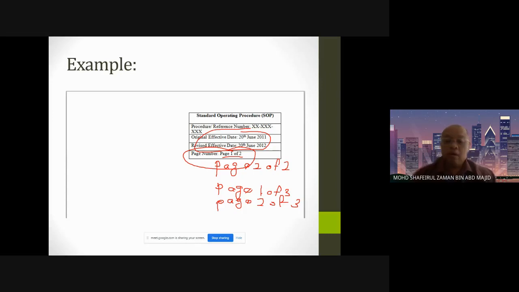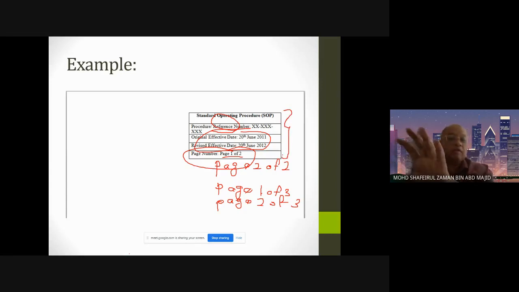Okay, so please make sure, if in the situation it's stated about the reference number, you just need to follow the reference number given in the situation. If it is not stated, then you can just create your own reference number. And these things must appear in the SOP for each of the page.